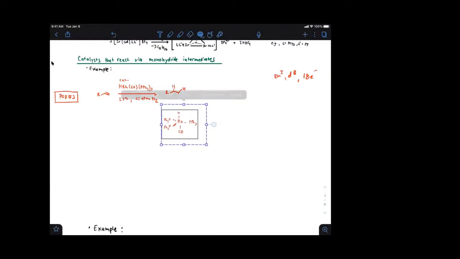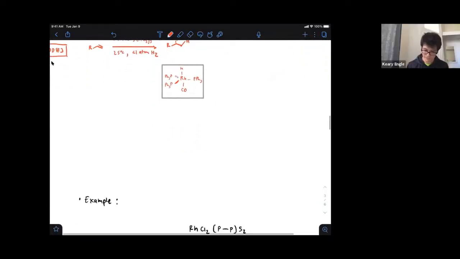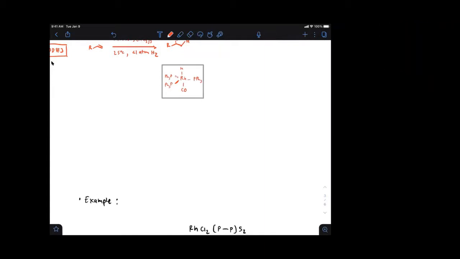I guess it's due to a steric effect. Okay. If you put all those phosphines together, it will be much more unlikely to.